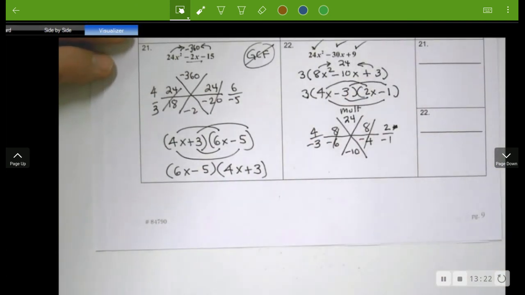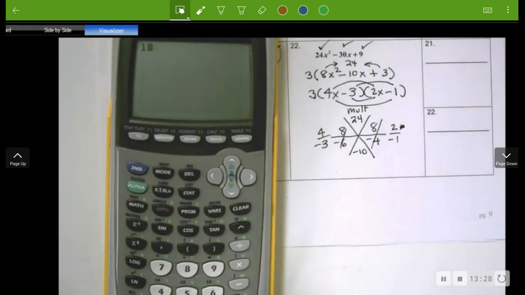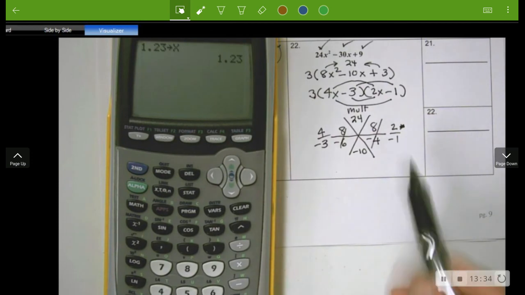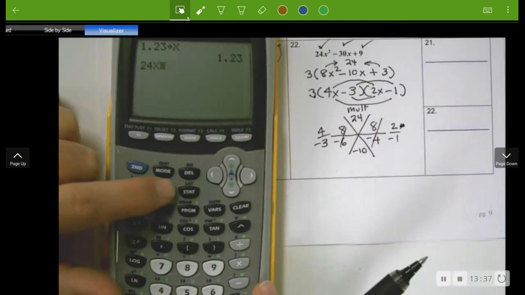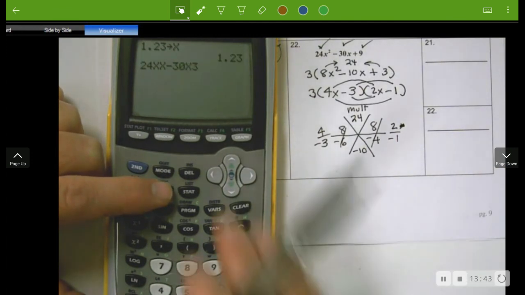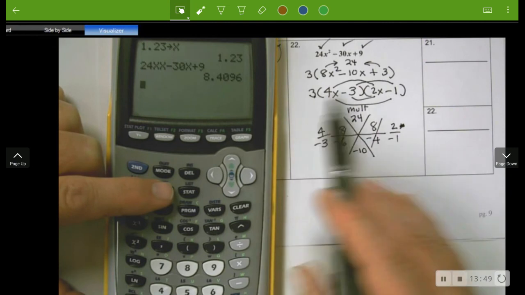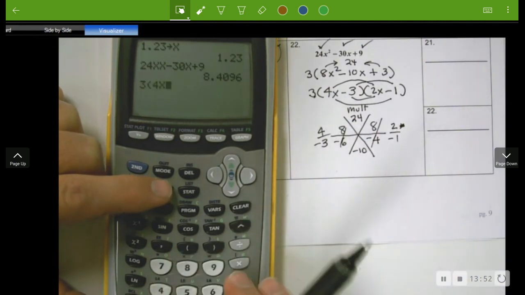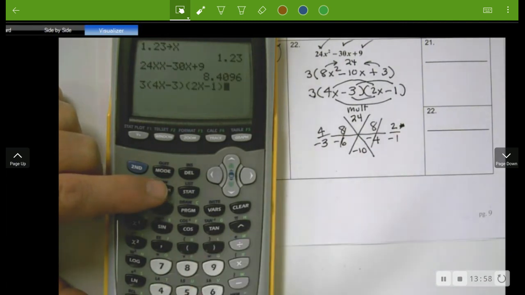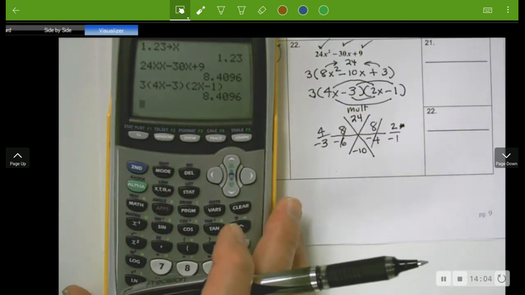Okay, I'll end here on this video by checking this one numerically. So I'll take a random number and store it as x. Hit the store key that's on the left-hand side of your calculator and type the original expression, 24x squared minus 30x plus 9. And that gives that value of 8.4 and change. And then I'll type the one at the bottom, 3 times 4x minus 3 and 2x minus 1. And this gives the same numerical answer, so we're in business. And that concludes all the way through problem 22 on your review.